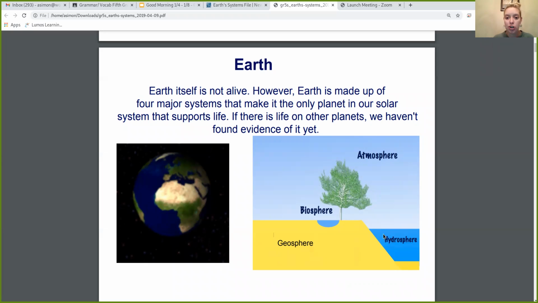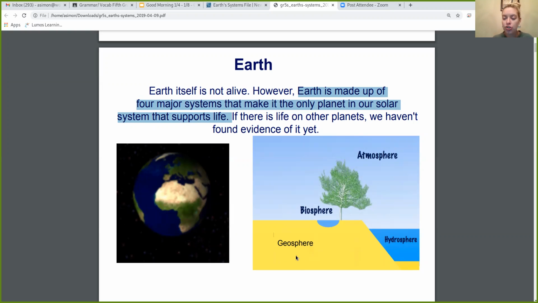In this unit, we're going to be learning about each of these systems. Today, we're going to pay particular attention to the geosphere. That's what we're going to be talking about for the next few days. But go ahead and add this into your notes, please. Earth is made up of 4 major systems that make it the only planet in our solar system that supports life. So go ahead and add that in there, please. Again, today we're focusing on the geosphere.